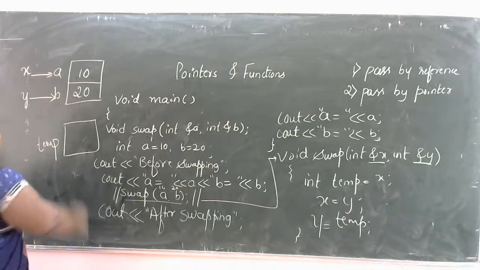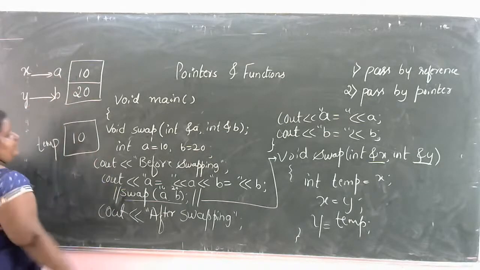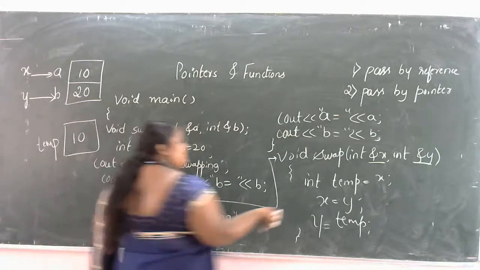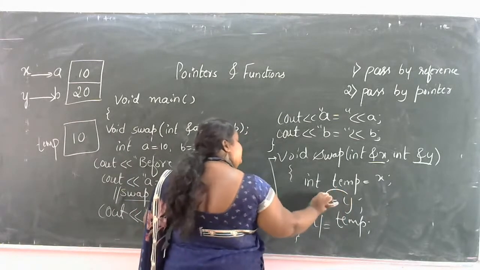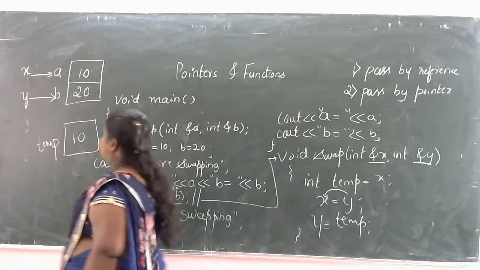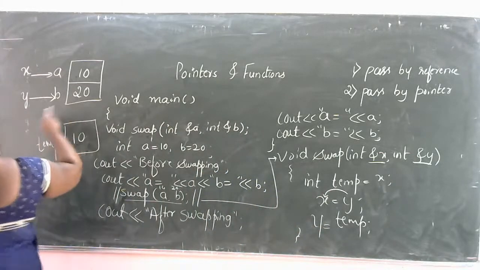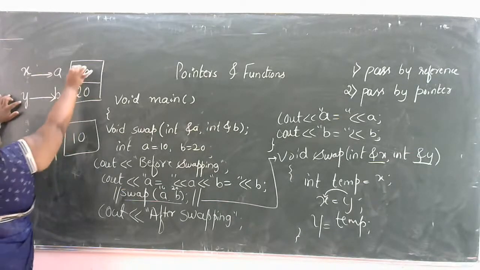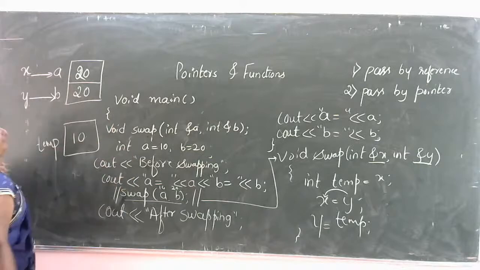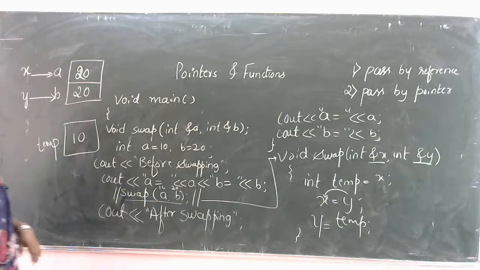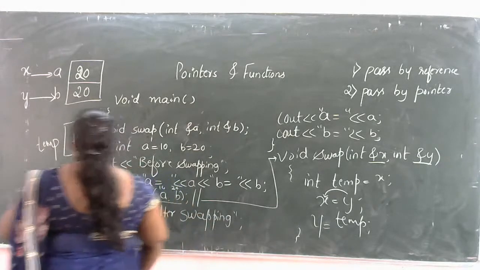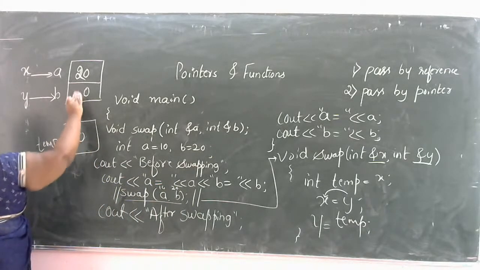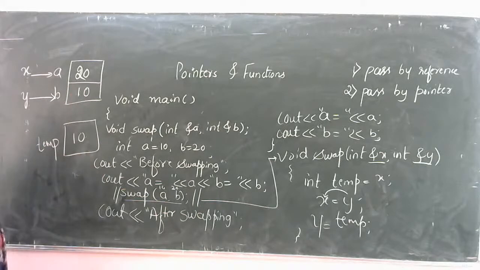Value of X will be 10. Right? Next, X equal to Y. X equal to Y means this is an assignment operator. The value in Y is stored in X. What value is in Y? Y is pointing to B, that is 20. This 20 is copied to X. Next, Y equal to temp. What is the temp value in it? 10 is there. This 10 will be copied to Y.